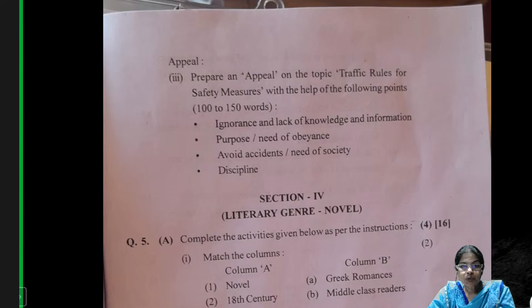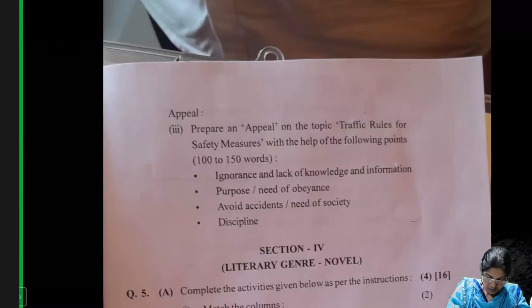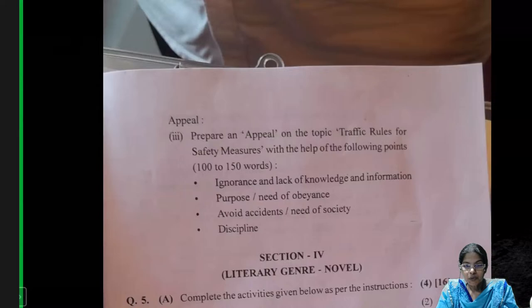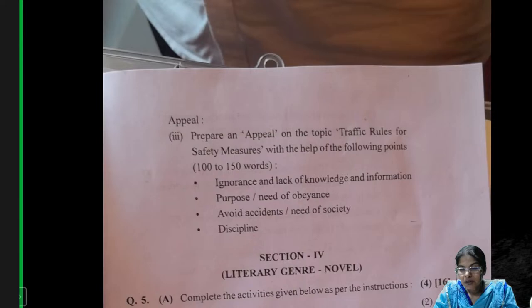The appeal is on traffic rules for safety measures, and we have to have all of those points. The cues are given, so we do not deviate from the cues. You can start with traffic rules, your safety. It can be in the form of a box. Have a box, and in the box you can have lines in between. So your appeal can be: obey traffic rules for a safer tomorrow. And you can have a catchy slogan saying traffic rules, your safety, your tool. Or you can say anything that makes sense to you. Keep it short and catchy.